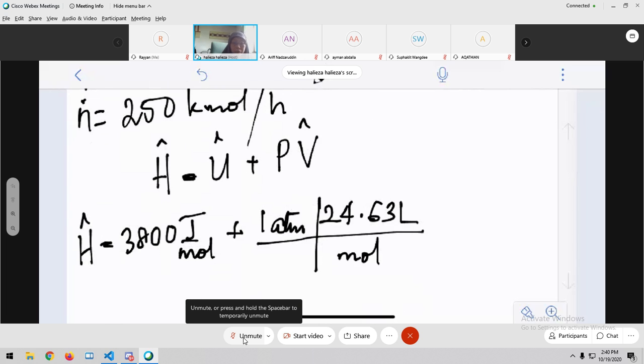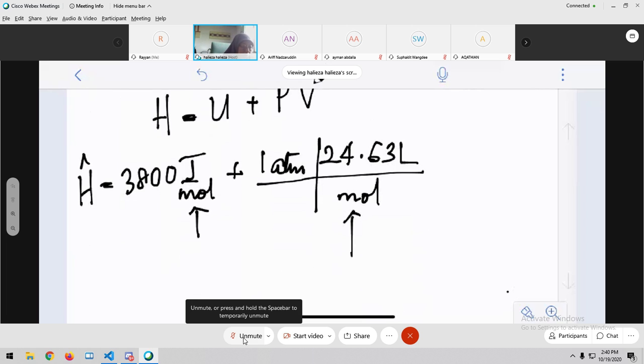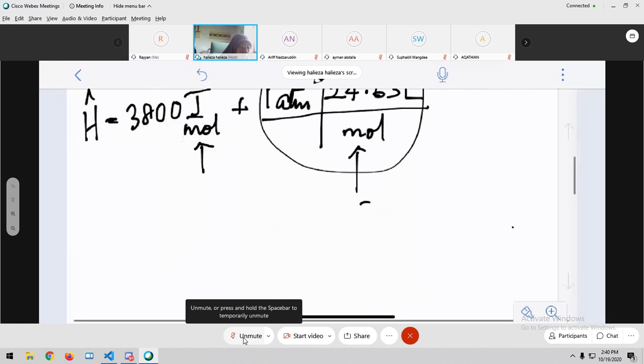Okay, have a look at both sides. This unit is in joules per mole. That unit has nothing to do with joules per mole. But as far as you know, enthalpy is an energy, it's in joules. So you need to change the unit of this whole thing into joules per mole. Then you can add it up. If you don't have both in the same unit, you cannot add it up. So now we're going to change that into joules per mole.